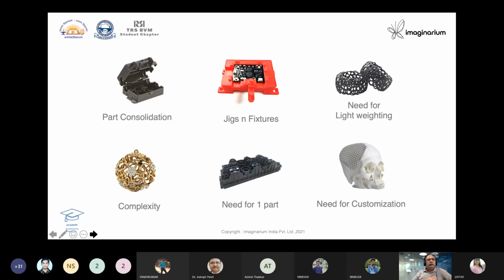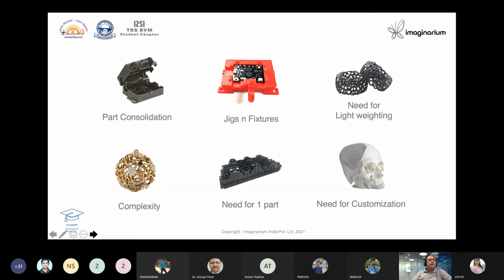Complexity, like jewelry. Indian jewelry is very, very complex. Suppose you want to do it, probably only by hand people used to do it, the goldsmiths, the acharis. But today, the filigree kind of thing, people can do by 3D printing. Whatever complexity you can think of can always be handled. At Imaginarium, we make the world's most complicated jewelry piece. In fact, one of our creations also got awarded for design, in the Guinness Book of World Records. And probably I'll try to show it tomorrow.